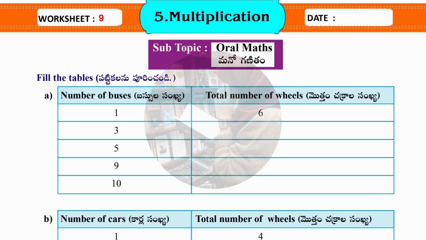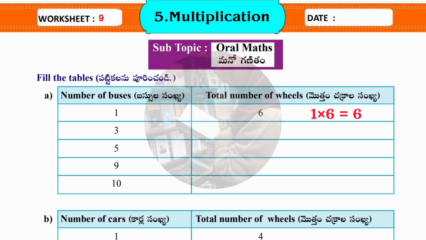Here the subtopic is oral maths. Here we have to do the oral maths so that we'll get a grip over multiplication. Let's see here, first Roman is given, fill in the blanks. So here one table is given of two columns. First column is number of buses, second column is total number of wheels. Okay, let's see. So number of buses is 1. For one bus, how many wheels are there? 6 wheels. Means 1 into 6 equal to 6.